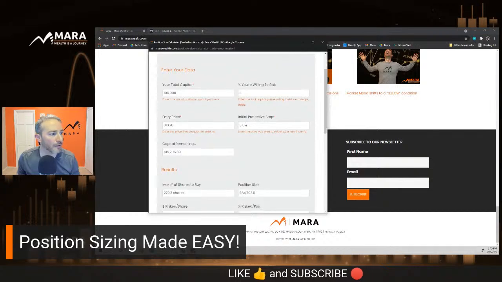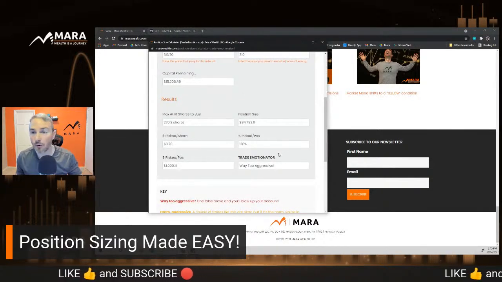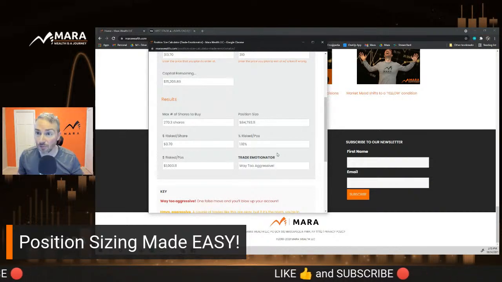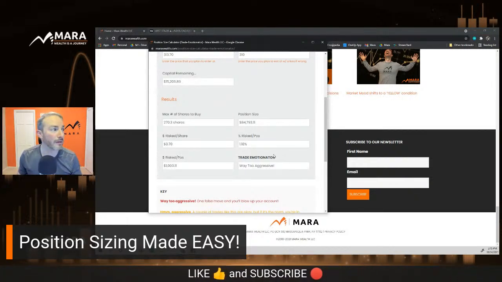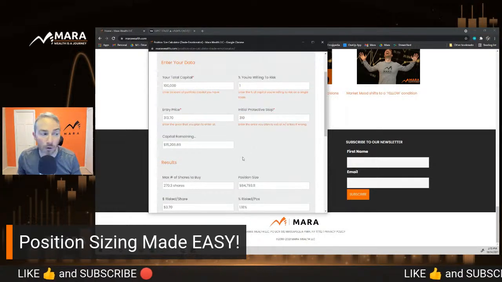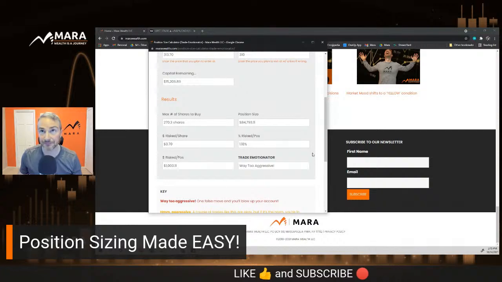So you open up the tool, and we also spoke about the emotionator part of it, and how manipulating your entry price and your stop loss will allow you to buy more or fewer shares and still risk the same dollar amount.